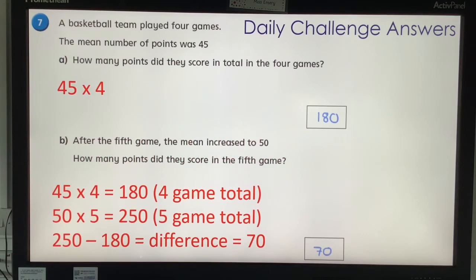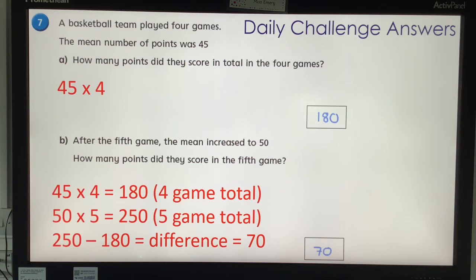Then the basketball team. The basketball team played 4 games. The mean number of points was 45. How many did they score altogether? Well, in order to find the mean, you add your numbers together and divide by how many games. So we're going to do the inverse. We're going to do our mean times our number of games to find our total, which is 180.